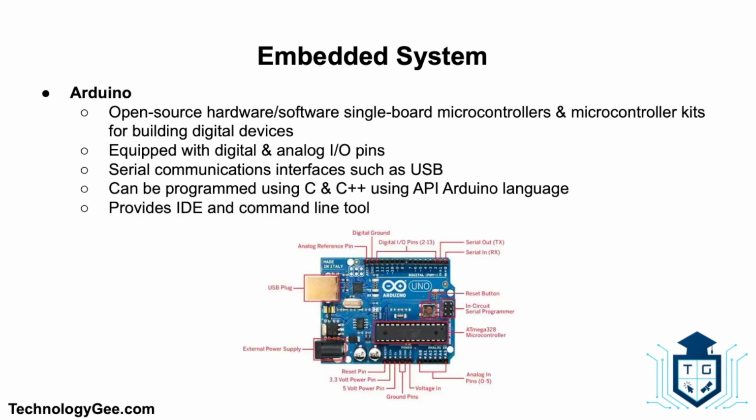The next type of embedded system you need to know about is called Arduino. This is an open source hardware and software company, project, and user community that designs and manufactures single board microcontrollers and microcontroller kits for building digital devices. Arduino board designs use a variety of microprocessors and controllers that are equipped with sets of digital and analog input-output pins that may be interfaced to various expansion boards and other circuits. The boards feature serial communications interfaces, including USB on some models, which are also used for loading programs.